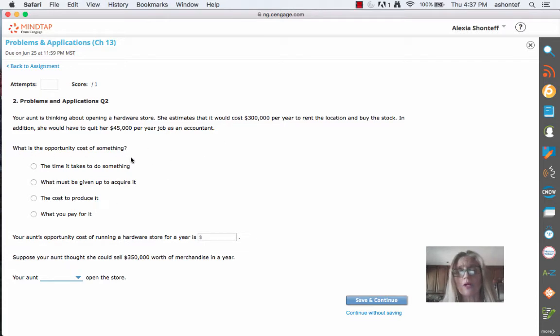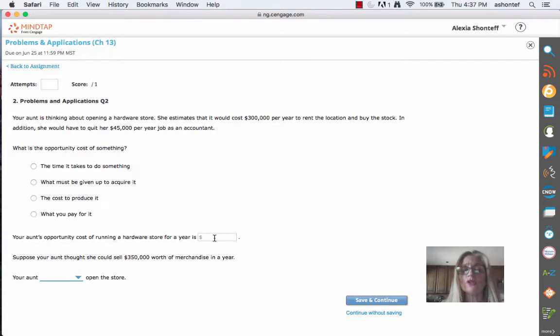So the first part of the question is asking what's the opportunity cost. I think you'll be able to get that if you go back over the review on how we defined what opportunity cost is. And then I'm just going to caution you on this particular question. This question is asking your aunt's opportunity cost of running a hardware store for a year.